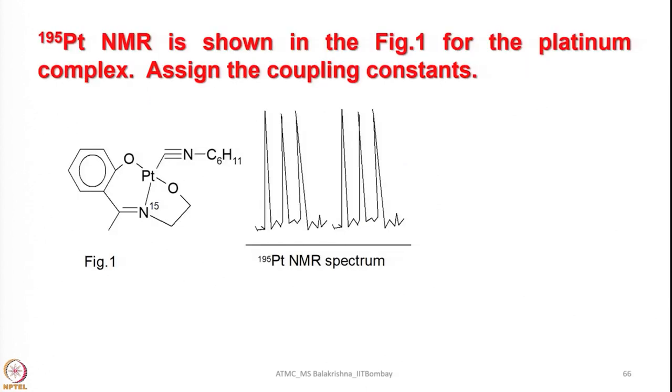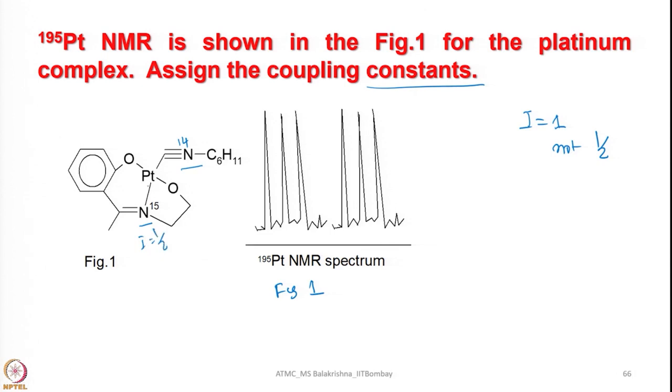So now I have given one NMR and the molecule, and you have to interpret. 195Pt NMR is shown in figure 1. This is figure 1. For the platinum complex, assign the coupling constants. Now what you can see is the structure is given, and also this is a 15N, and of course if it is not labeled, it is understood to be 14N. Now we have to see why we got two triplets, and each triplet has intensity 1:1:1, and usually a triplet with 1:1:1 has to do something with a spin I of 1, not half. 15N means it has I equals half.